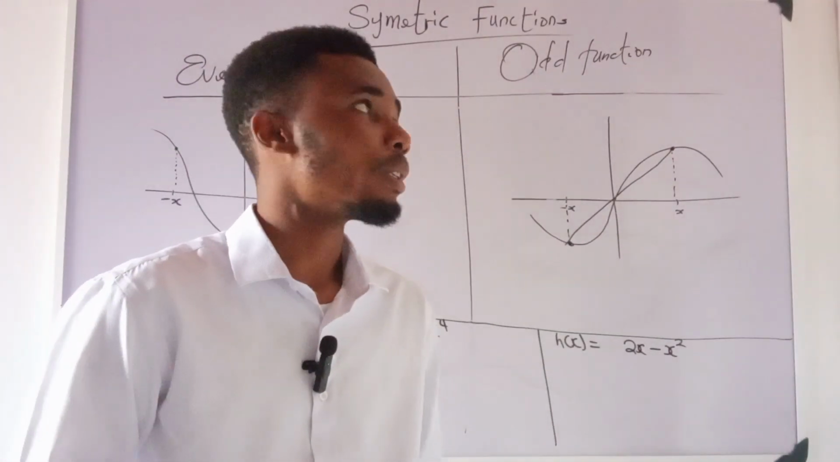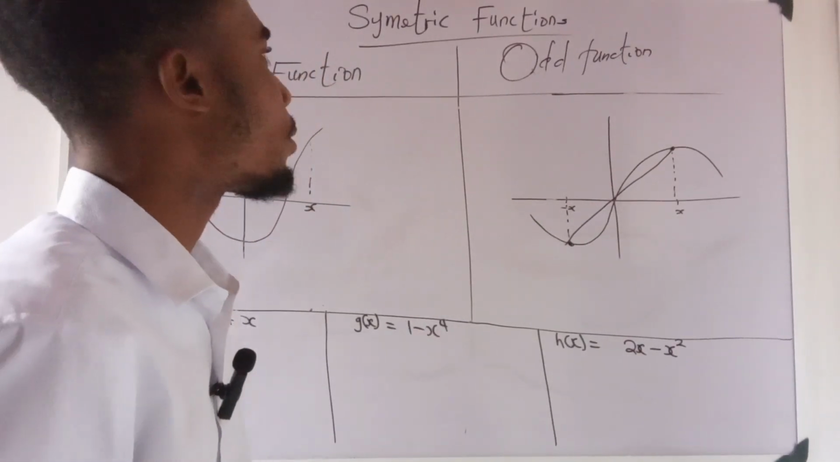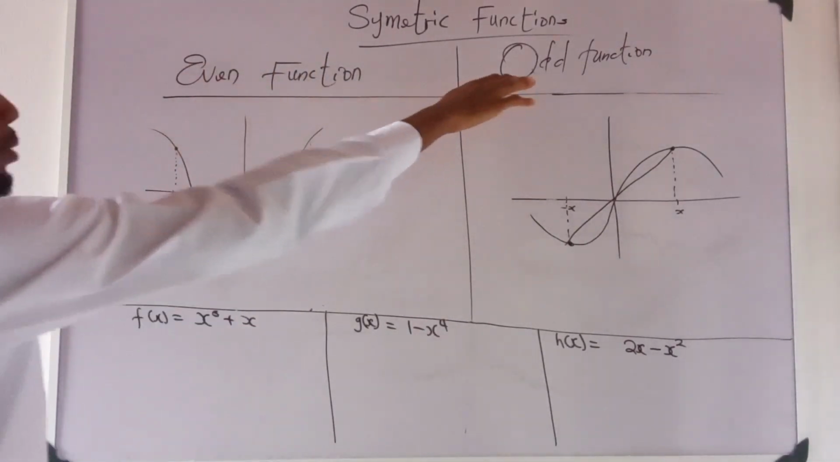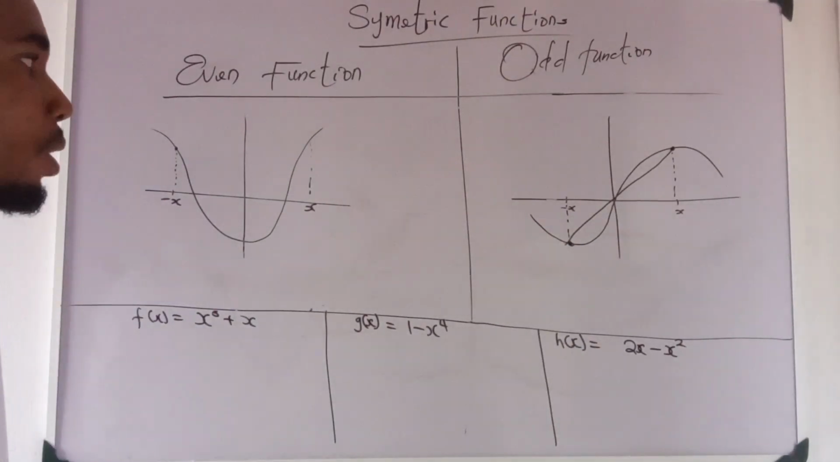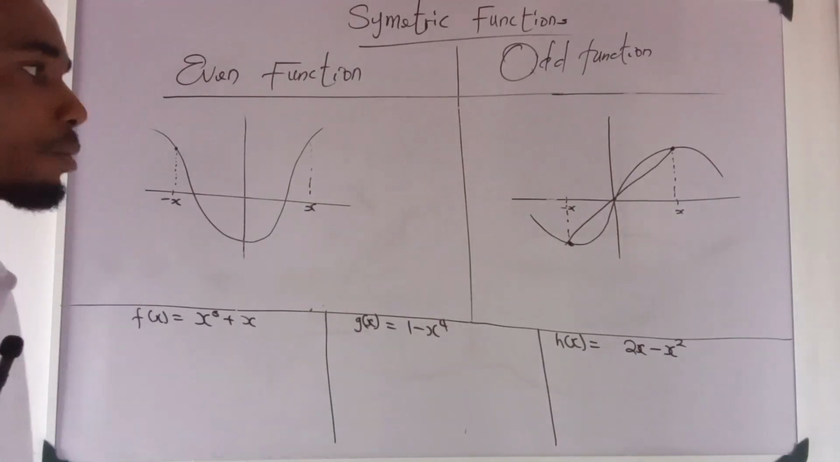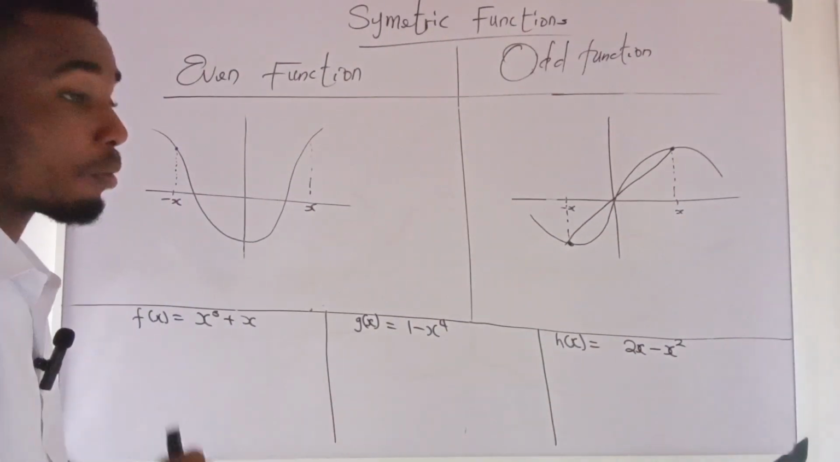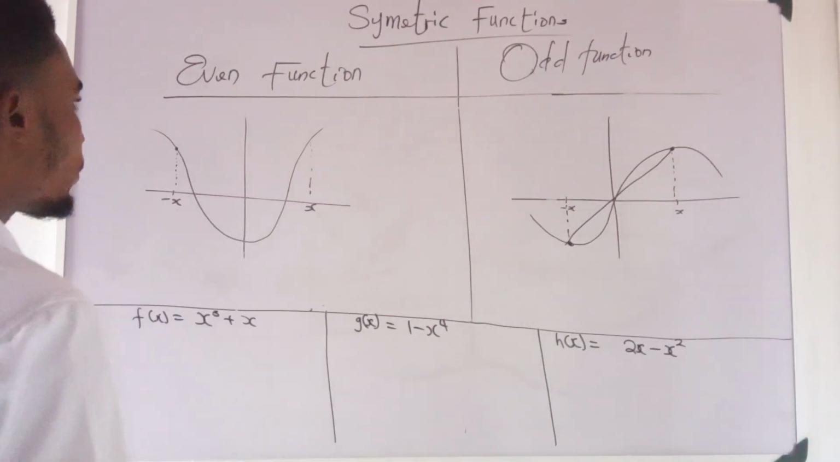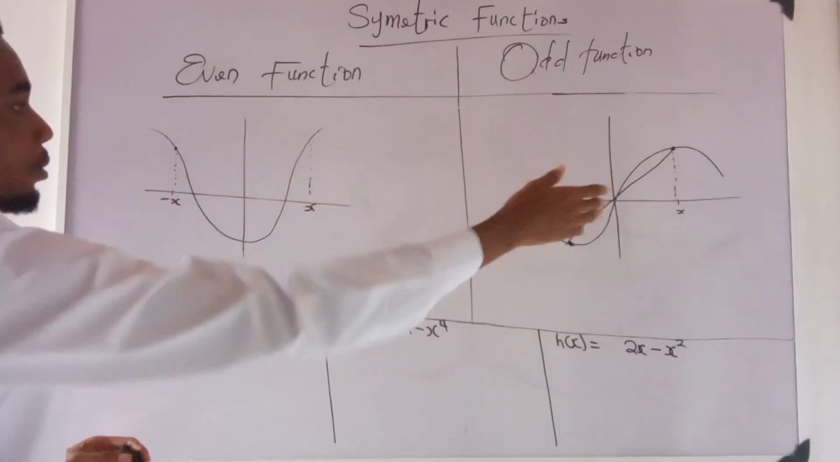Hello, today we're going to be looking at symmetric functions, and our focus is going to be on even and odd functions. So what are symmetric functions? A function is said to be symmetric if one side of the function, or the positive side of the function, appears to look like a reflection of the negative side. Take for instance, I have these two graphs here, centered on both even and odd.